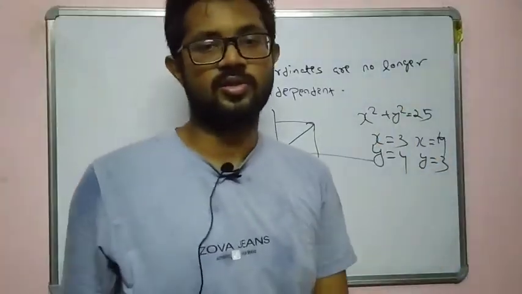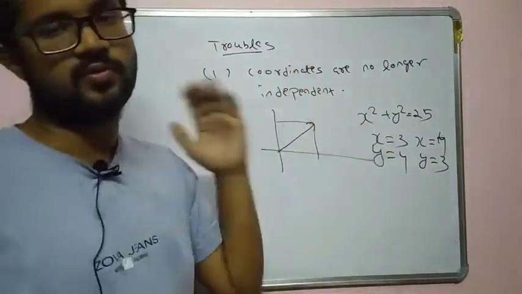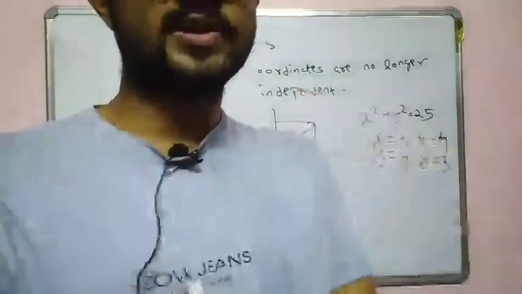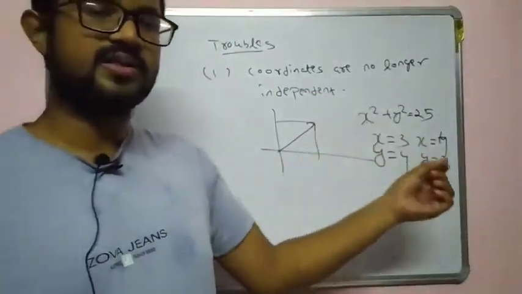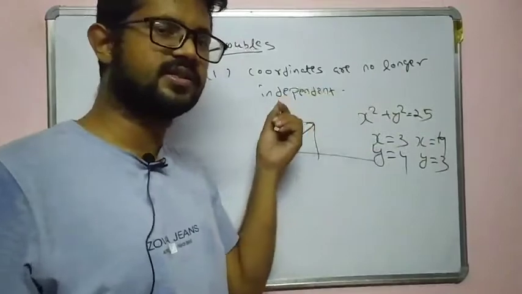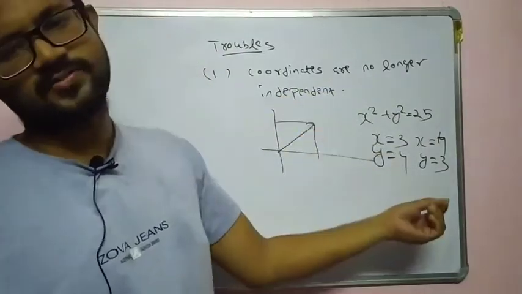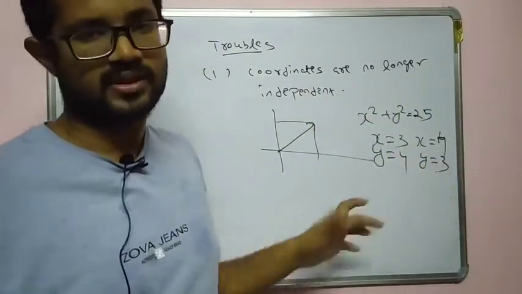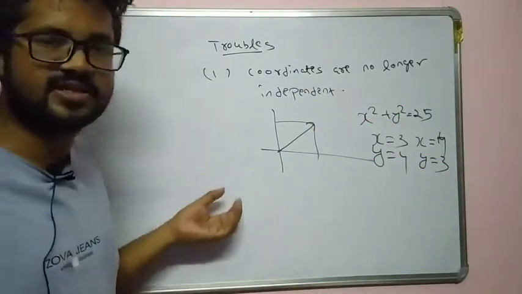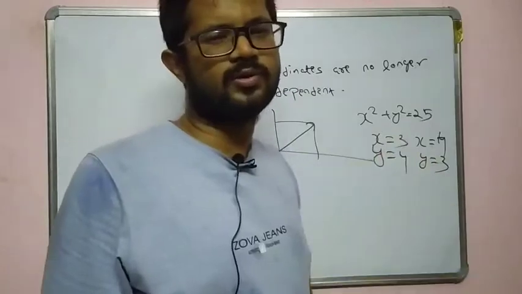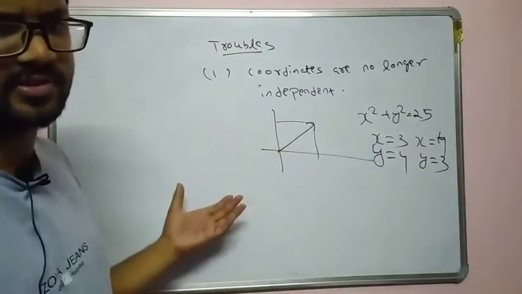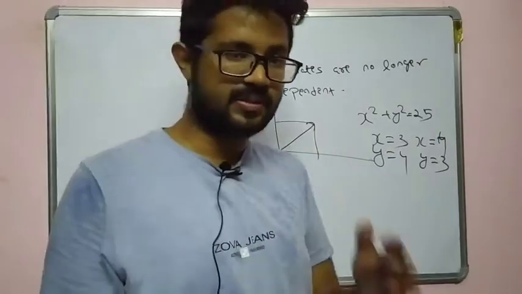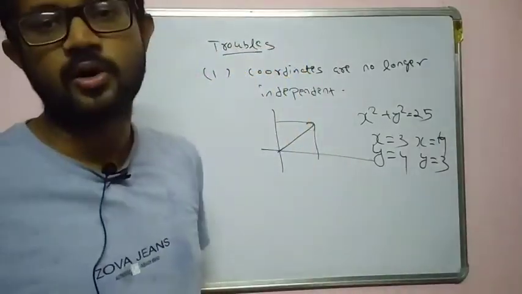So you cannot take this. You have to take x is equal to 4, then y is equal to 3, then only you will get 25. That means it is fixed. If x is 4, y is fixed 3. If y is 4, x is fixed. Understand my point? If you take the value of y, x is fixed. If you take the value of x, y is fixed. That means both x and y are not independent.